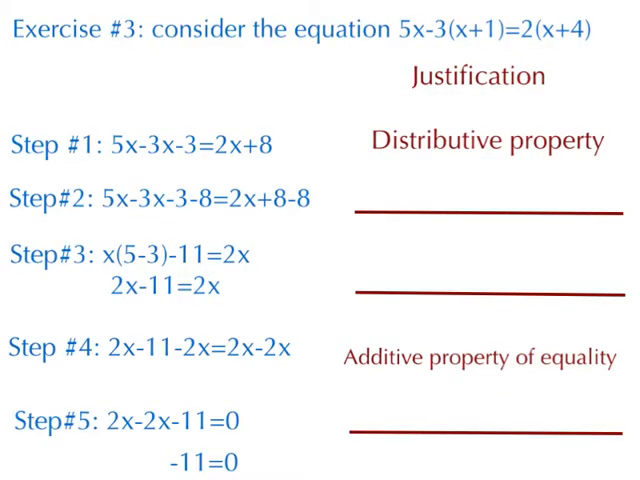Strange things can sometimes happen when you solve an equation. Even if every step is justified, results can turn out confusing. Let's take a look at exercise number 3. Consider the equation 5x minus 3 times x plus 1, which equals 2x plus 4. Find the missing justification in the solution of this equation below. And once again, we're going to write our justifications down the right-hand side.